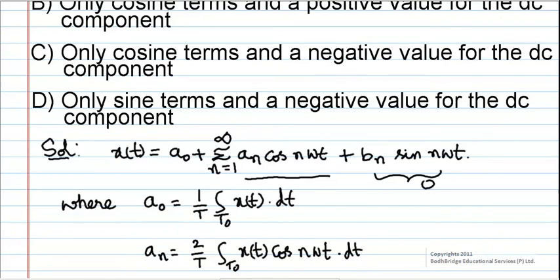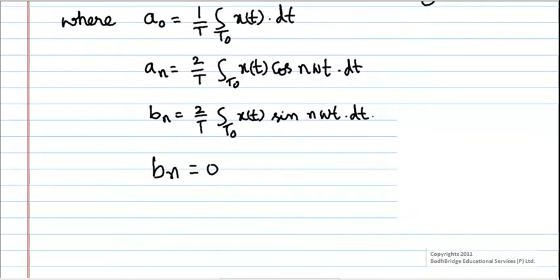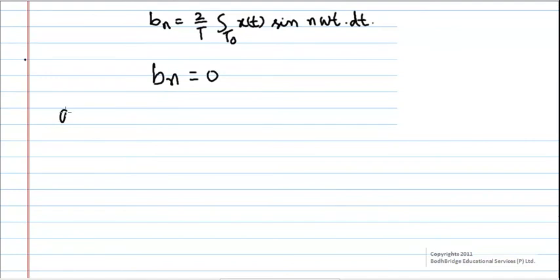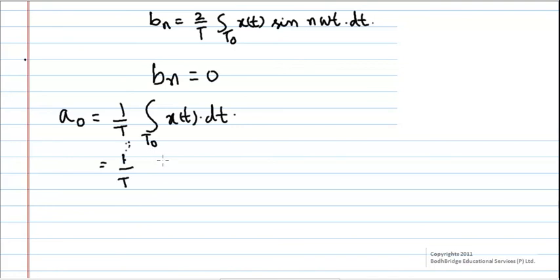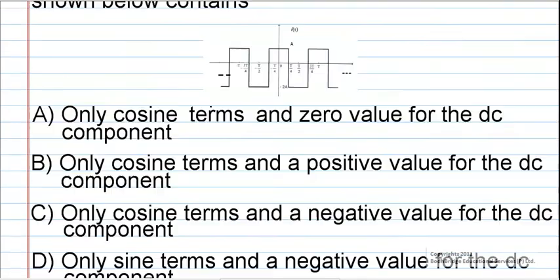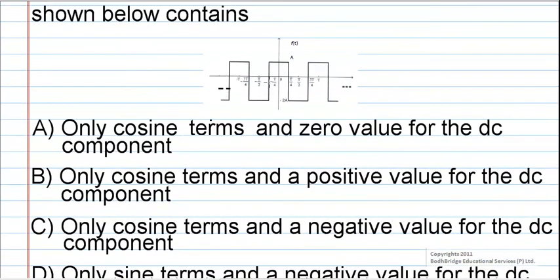Now we need to find the value of the DC component, that is, whether it is negative or positive. The DC value is given by a naught equal to 1 by T integral over some fundamental period T naught of x of t dt, that is, we are integrating x of t over a fundamental period T naught. Let us take the fundamental period from minus T by 4 to 3T by 4. Therefore the integral becomes from minus T by 4 to 3T by 4 of x of t dt. From this graph we can clearly see that from minus T by 4 to T by 4 the value of f of t is A, and from T by 4 to 3T by 4 it is minus 2A.